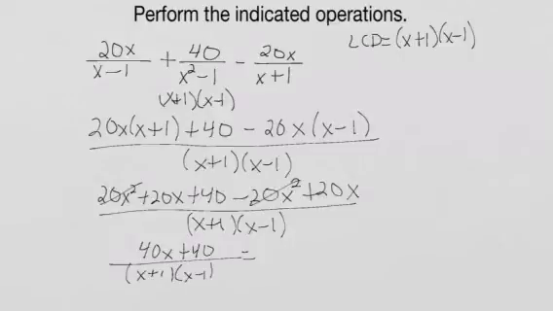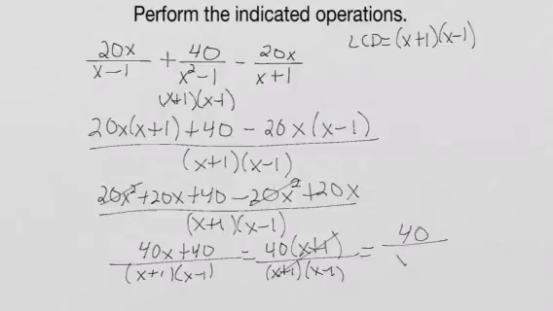I can simplify. I can take a 40 out of the top, and that gives me 40 times x plus 1 over x plus 1, x minus 1. The x plus 1's cancel, and we're left with 40 over x minus 1 as my final answer.